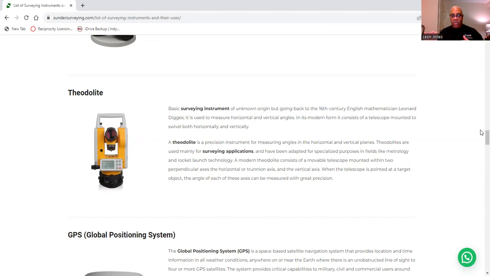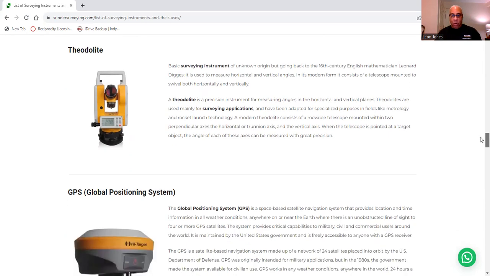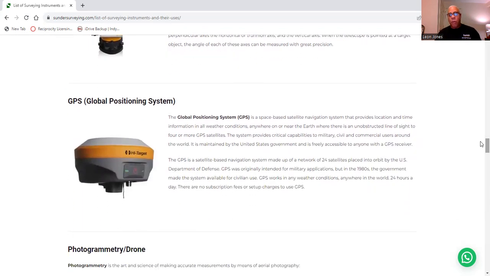and rocket launch technology. As you know, instruments have gotten more and more modern, so the theodolite is no exception. A modern theodolite consists of a movable telescope mounted within two perpendicular axes, the horizontal or trunion axis, and the vertical axis. So basically, when the telescope is pointed at a target object, the angle of each of these axes can be measured with great precision.